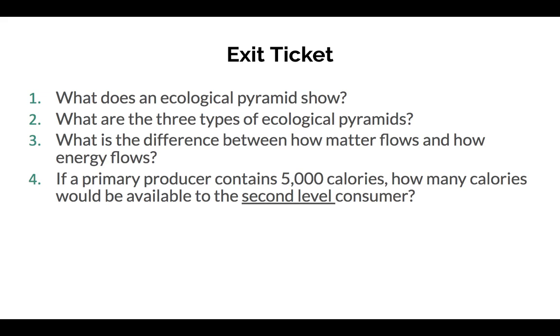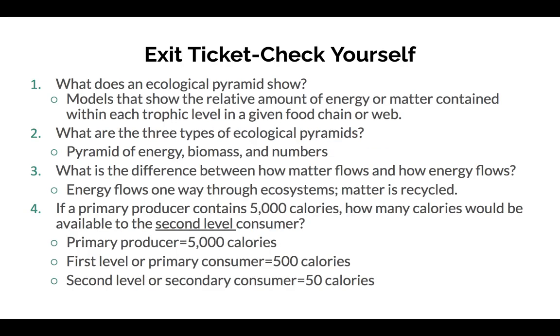All right, exit ticket. Go ahead, pause here, try these by yourself. So exit ticket, let's go ahead and go through this. What does an ecological pyramid show? Remember, models that show the relative amount of energy or matter contained within each trophic level in a given food chain or web. What are the three types of ecological pyramids? The three types we discussed were pyramids of energy, biomass, and numbers.